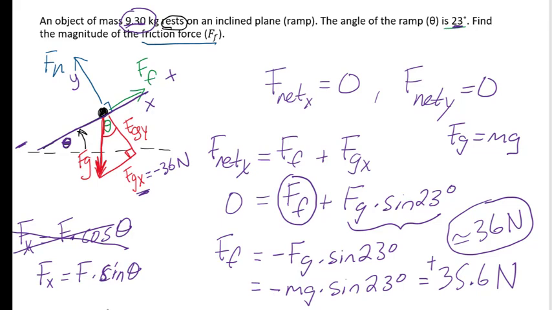So these two forces, the x component of the weight and the friction force on a ramp, if the object is at rest, these forces are going to be equal and opposite. So if you can find the x component of the weight, then you know the friction force.